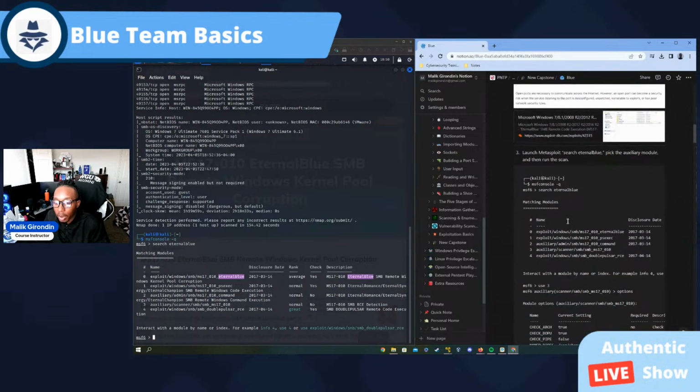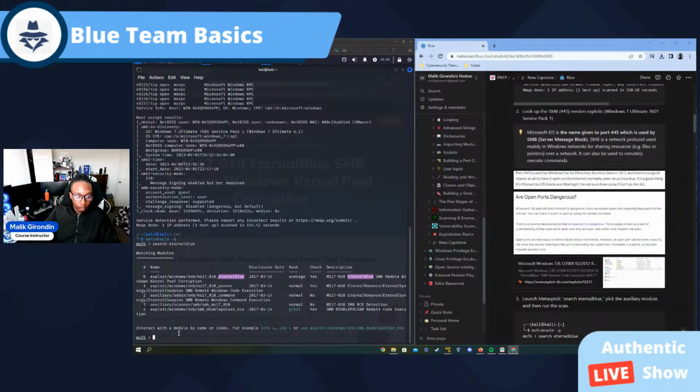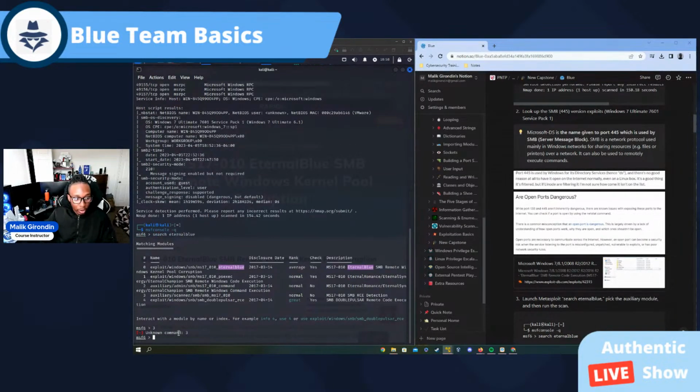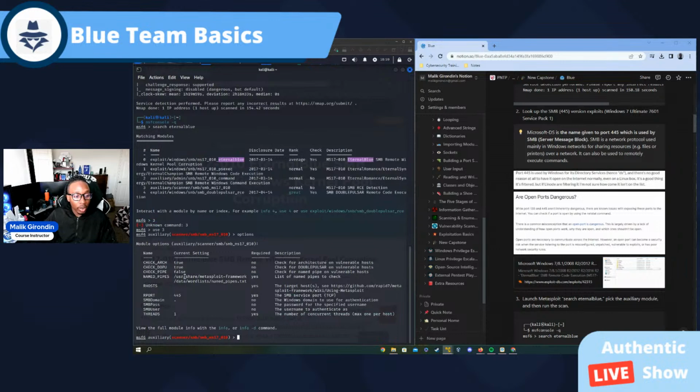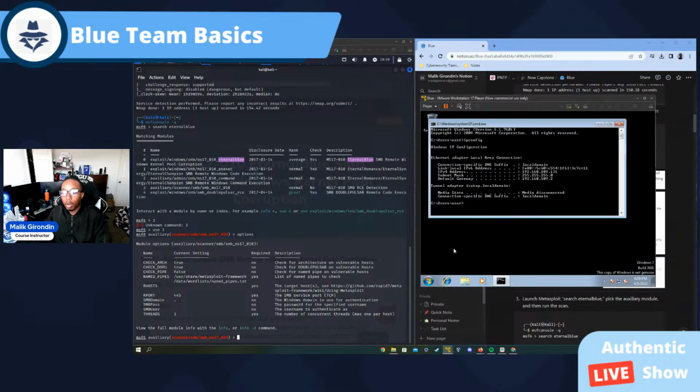All right. So again, we're going to go with 3. The reason we're going with 3, use 3. Always make no mistakes. There. So we got 3. Do options. That's going to give you the current settings so far. So our host is the target. Obviously, that's not filled in. So let's set that target in. We're going to pull up the IP again. Always got this on standby so I don't forget.